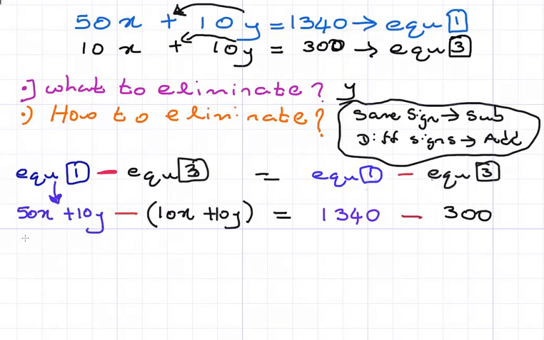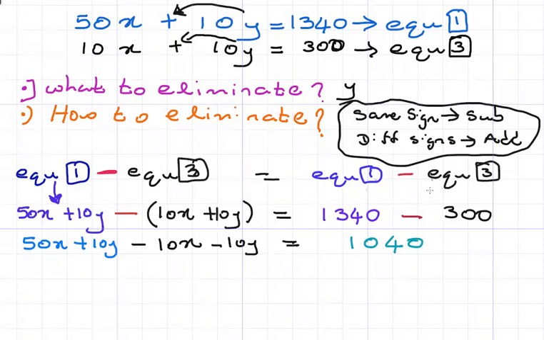All right, so now let's remove the brackets. So 50x plus 10y minus times 10x. What would that give you? That would give you minus 10x. Minus into plus, what is minus into plus? That's minus 10y equals 1340 minus 300. And what would that give you? That would give you 1040.